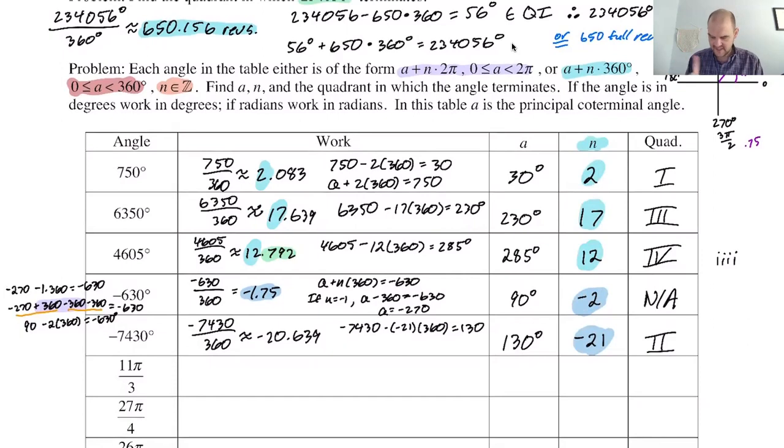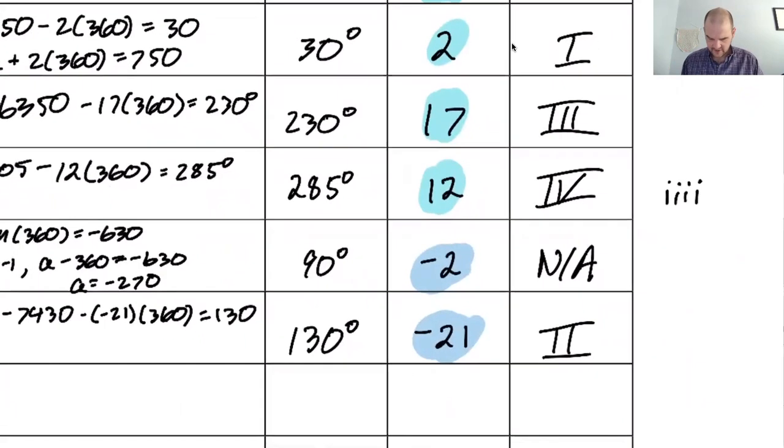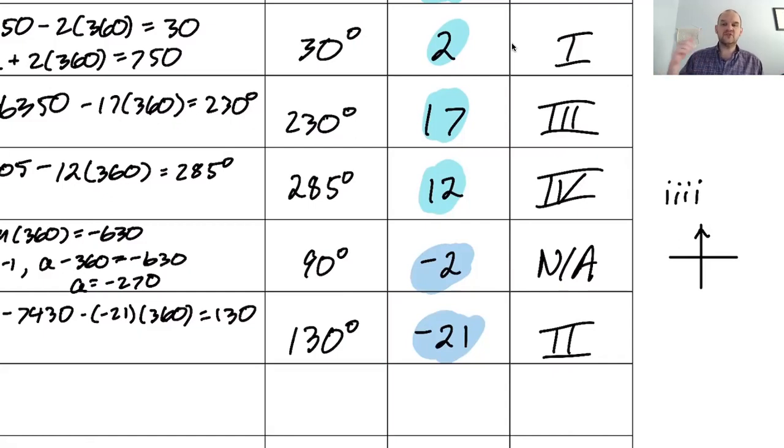If you think about how I said it before, though, I said that you start at your principal coterminal angle. So here for 90 degrees, we're going to start at 90 degrees. From there, what are we going to do? We're going to rotate 2 revolutions clockwise because n is negative. So you start at 90, and then from there, you go negative 1, negative 2, and you end.